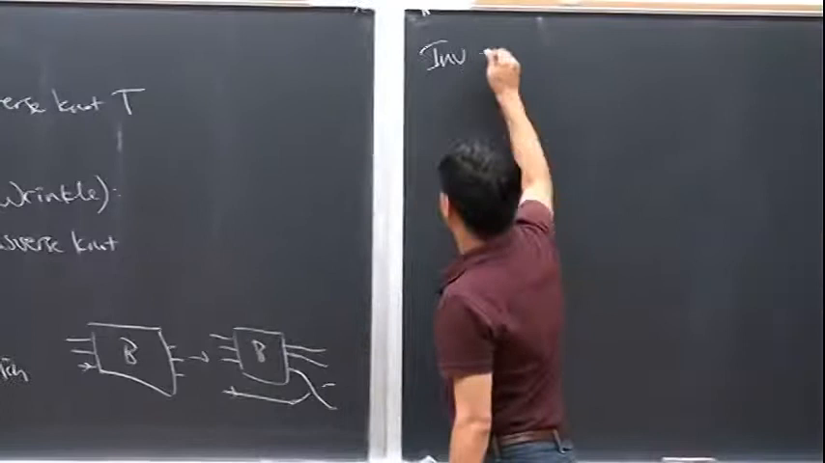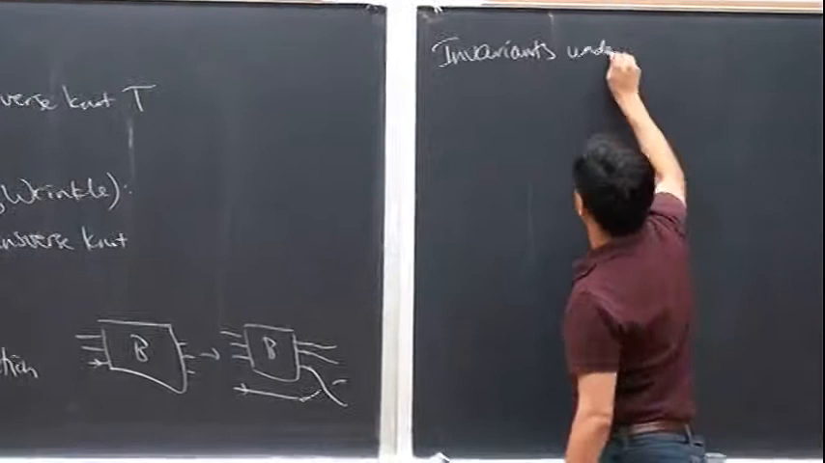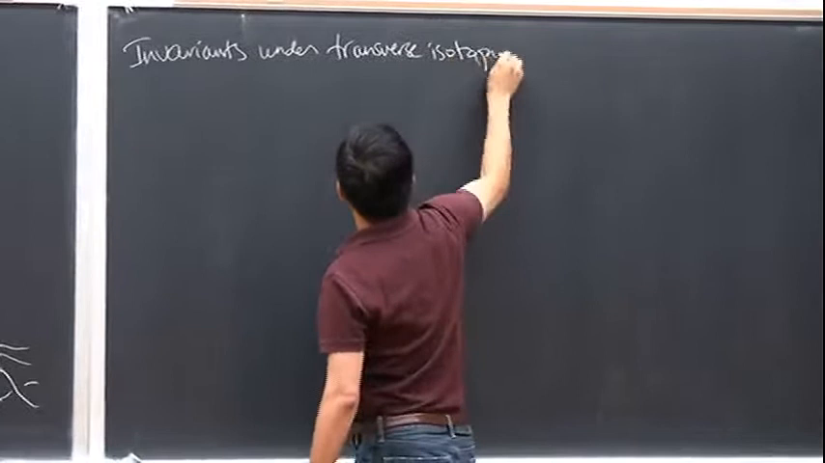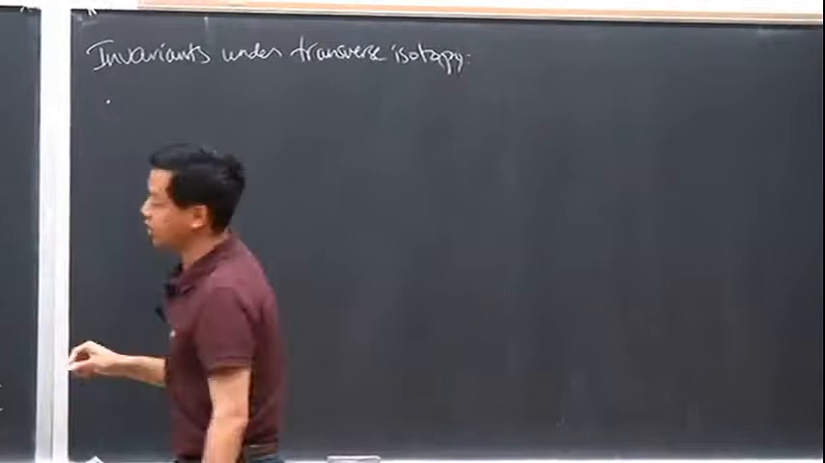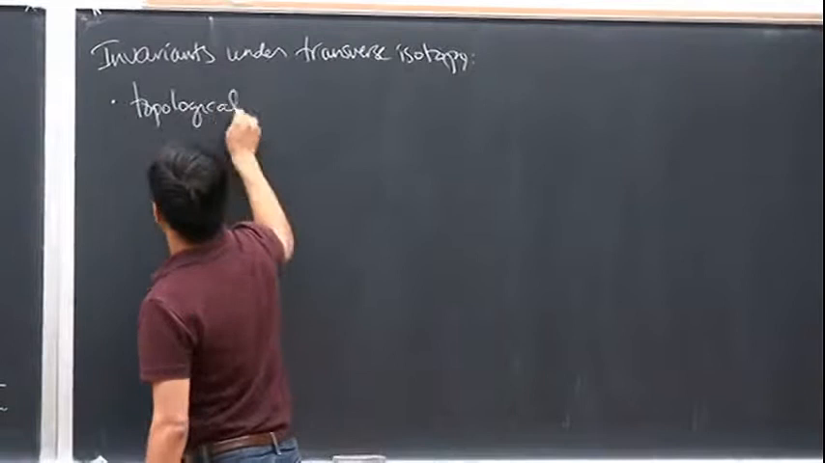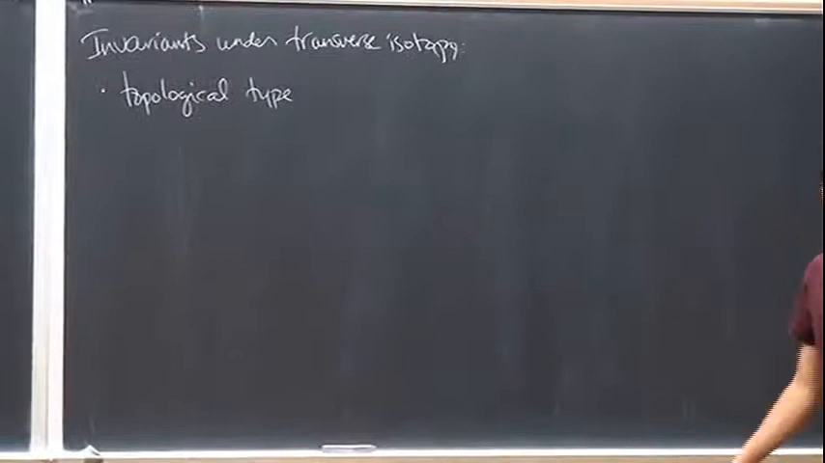So just some general remarks. Invariants under transverse isotopy. One of them is just the topological type of the knot. Of course, if you have a transverse knot, you can just forget that it's transverse and it's still a knot.